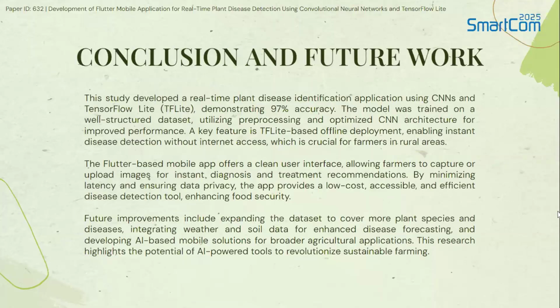To conclude the presentation, looking at the future improvements, we can expand the dataset to include more images and more plant species. We can integrate weather and soil data for better forecasting. And with this, I conclude the presentation.